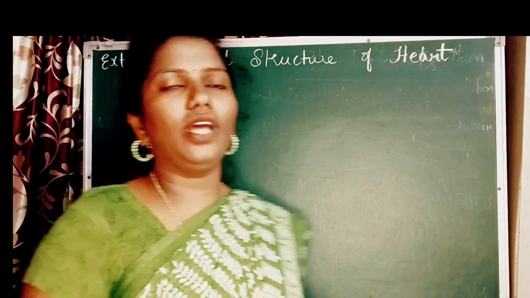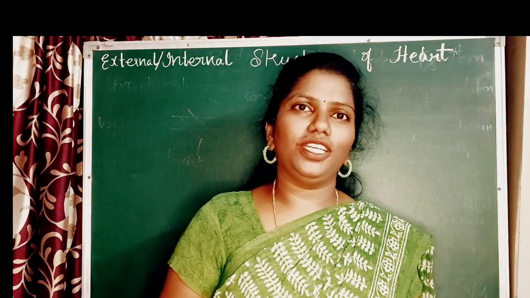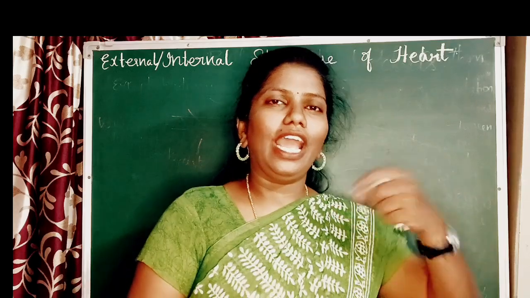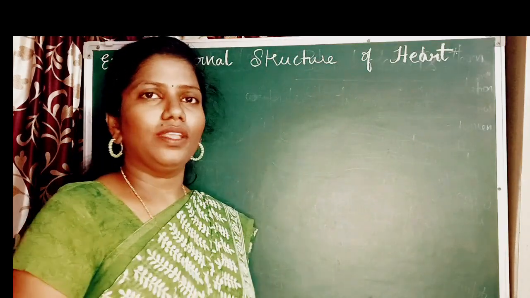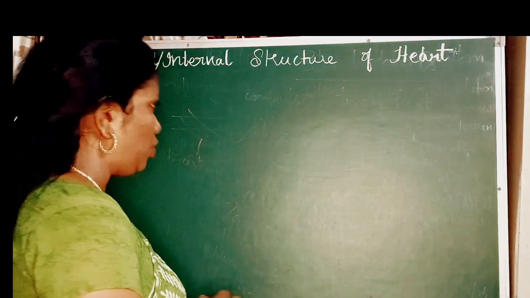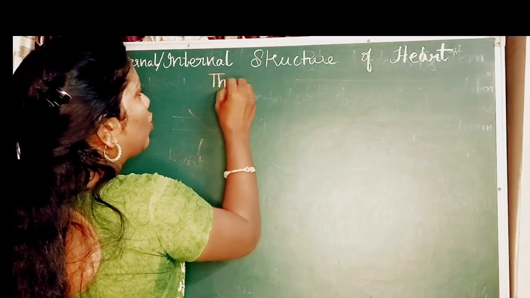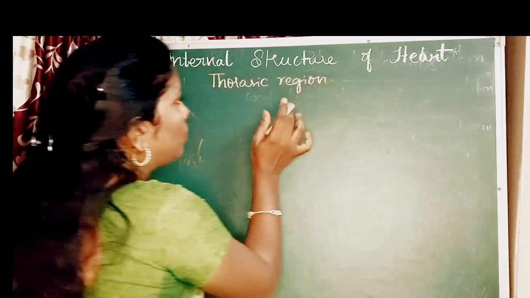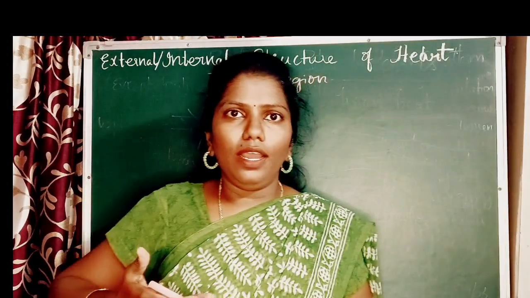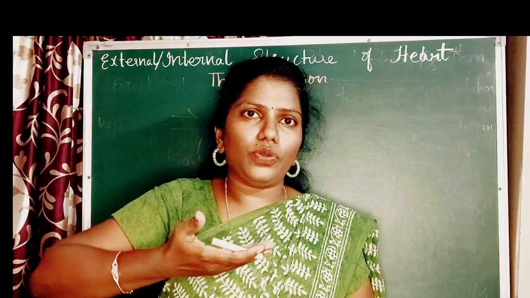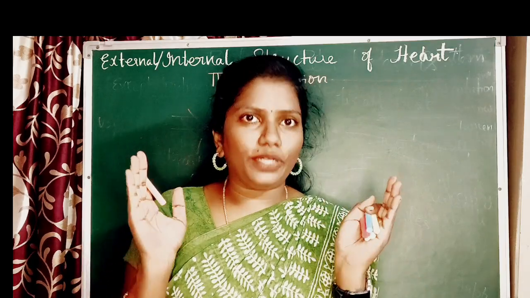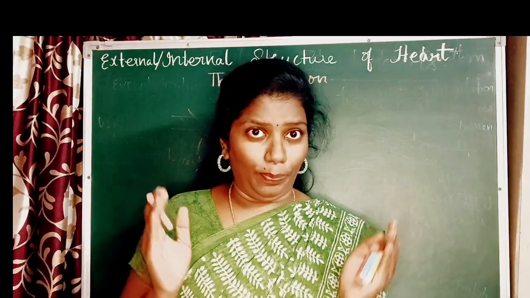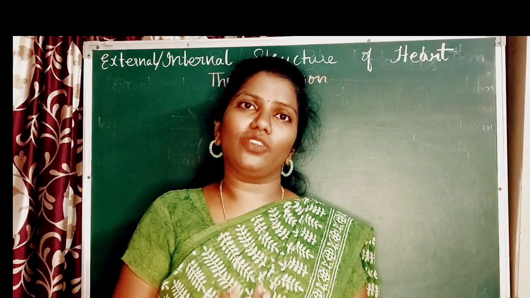Before going into the heart, we will see its position, its weight, its location, and what layers are protecting the heart. The heart is present in the thoracic region. If you see the body, above the diaphragm it is the thoracic region, and below the diaphragm it is the abdominal region. The heart is protected by the lungs, and it also has a rib cage and its own special layers.